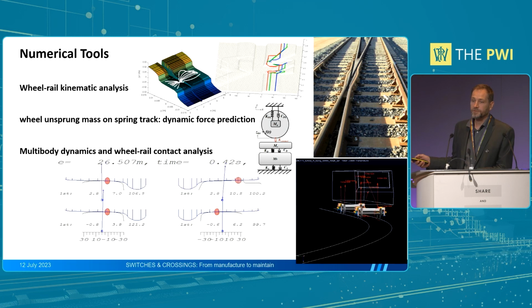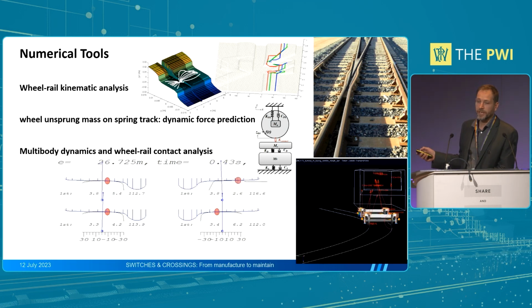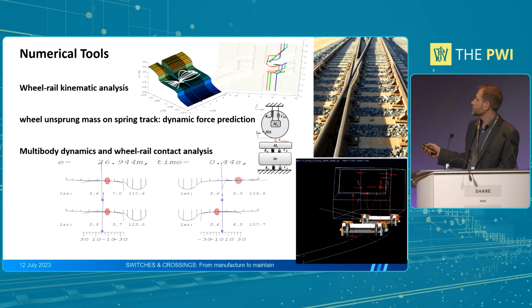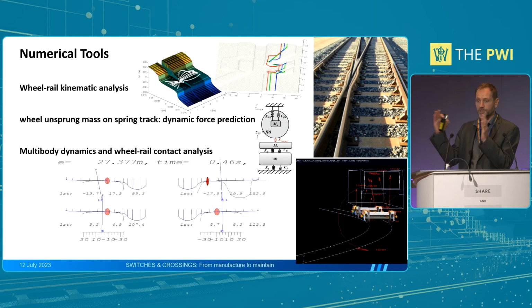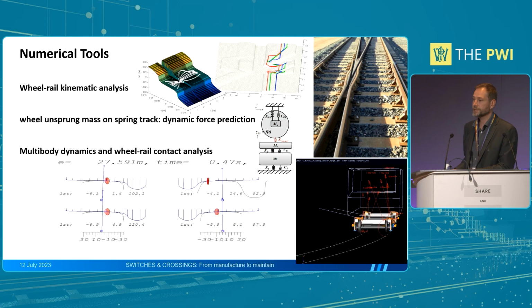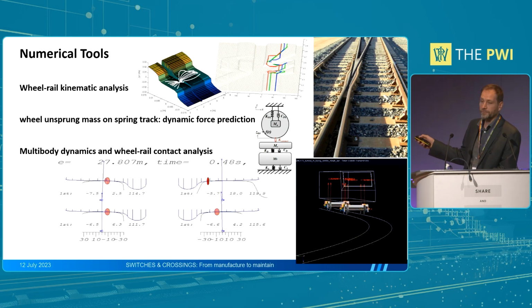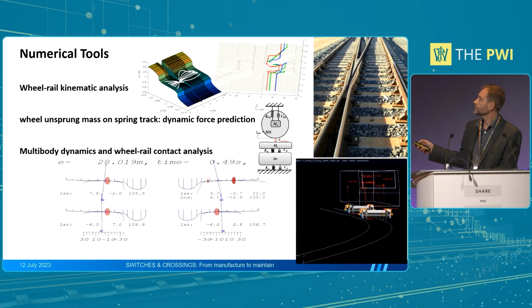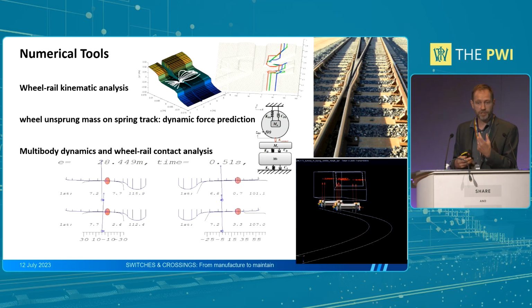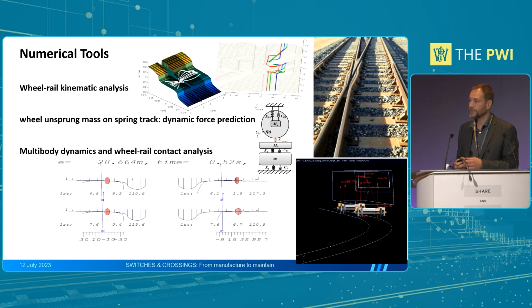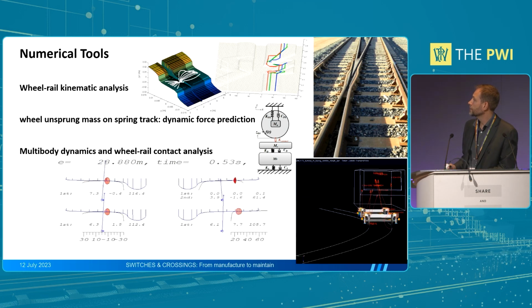If you want to go more sophisticated, you would use vehicle dynamics simulation. So that's an example of a vehicle running through a switch, and you can see the arrows there represent the suspension reaction forces. And then you have fairly detailed wheel-rail contact, so you can understand the normal stresses and the shear stresses that will lead you to the damage that you want to quantify.